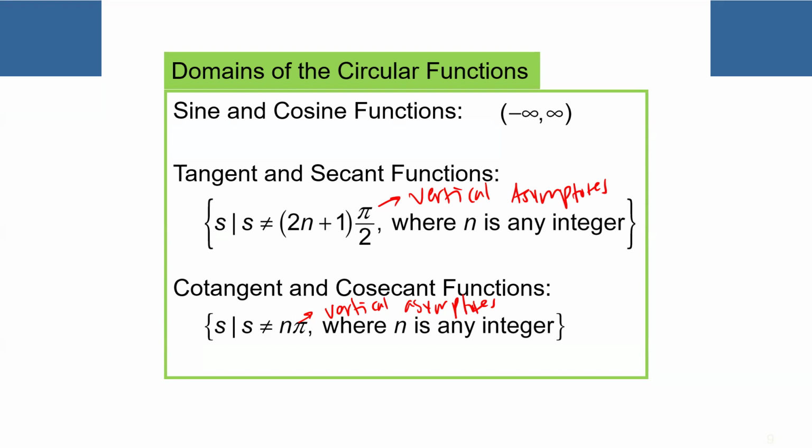Okay, so these again are the domains of our sine, cosine, and tangent.